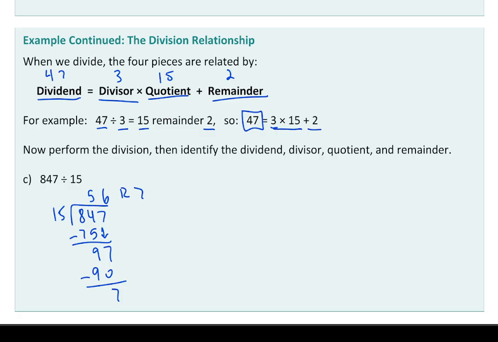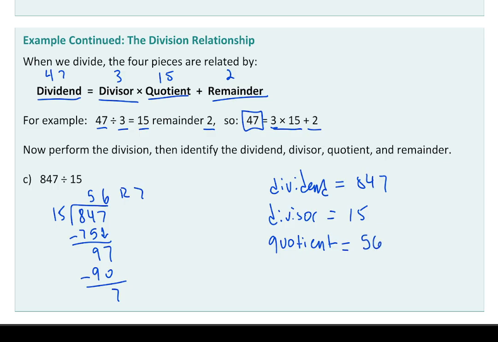So that means that our dividend is 847, the number under the house. The divisor is the one doing the work, the 15 in this example. The quotient is the number that we got on top of the house. That was 56. And the remainder was 7. And now if we do 15 times 56 plus 7, we do in fact get 847.